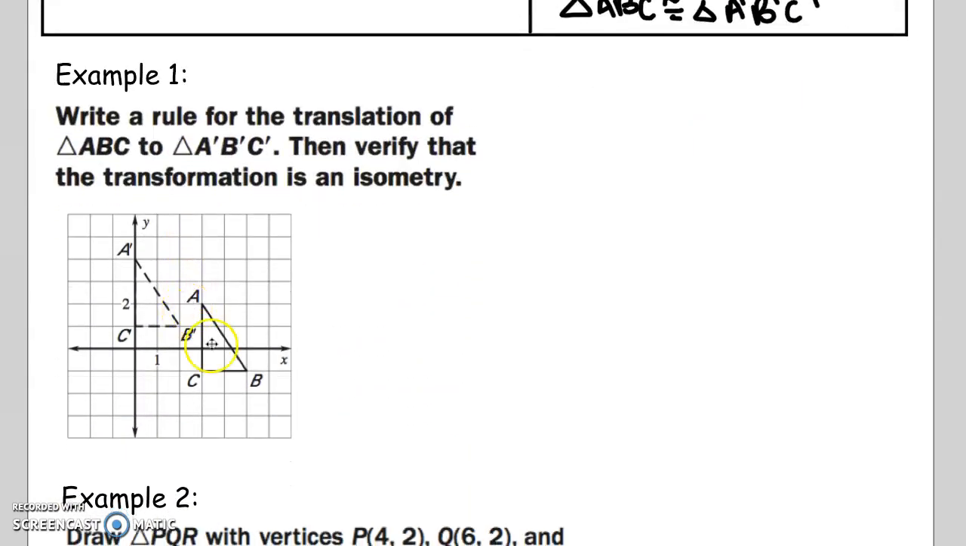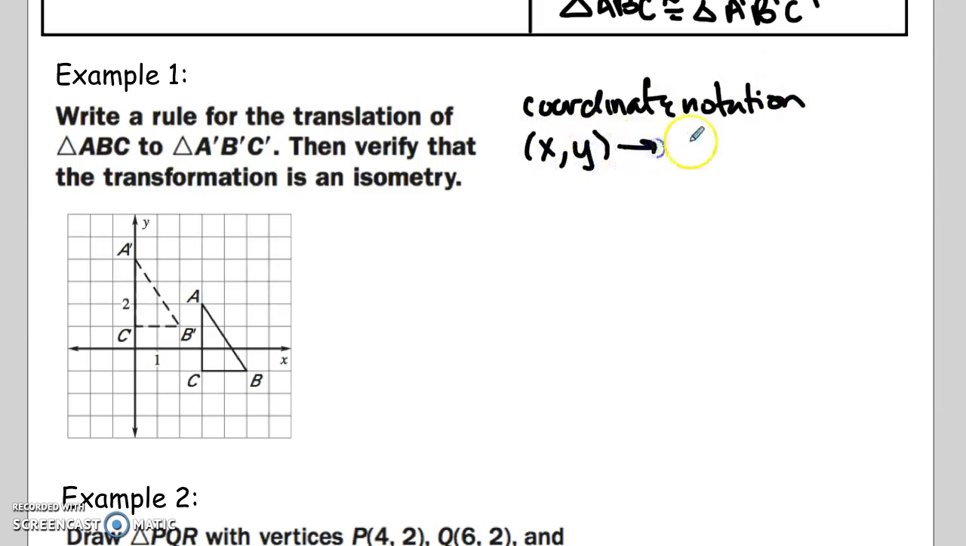So in this first example, what we're going to do is write a rule for the translation. Now, when we write rules for our pre-images to the image, we use coordinate notation. So I'm going to go and write that out. And what does that look like? So with coordinate notation, you basically take your ordered pair, x comma y, and it's going to change its position to whatever I want it to do.